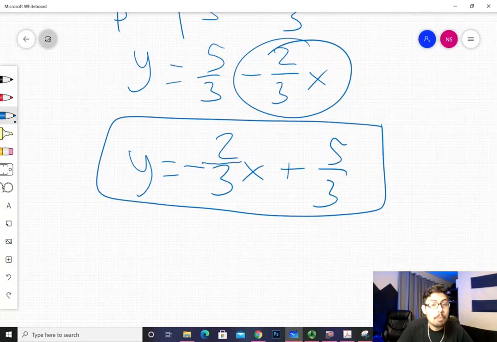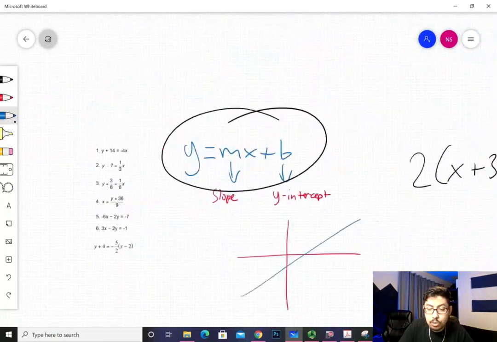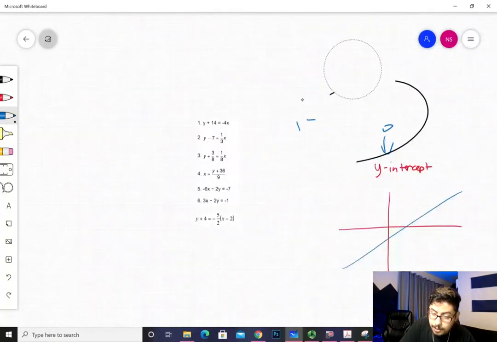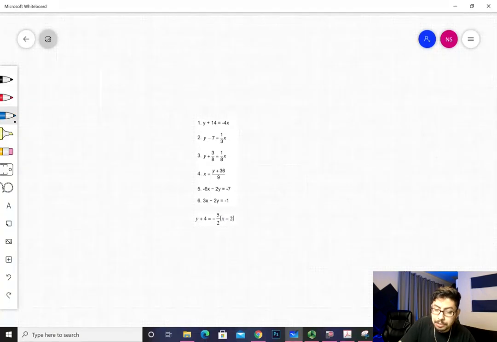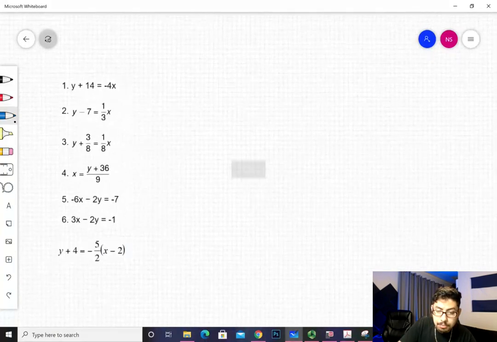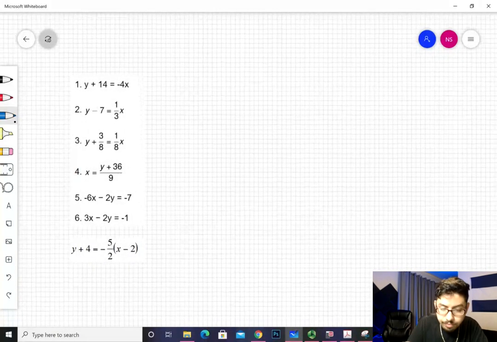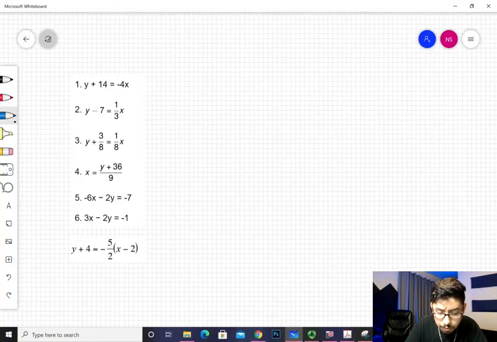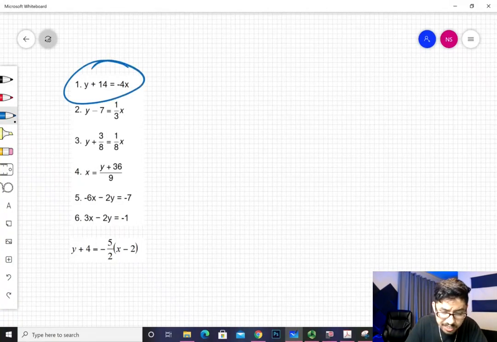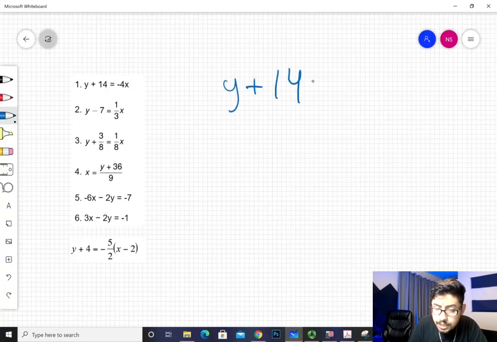Complicated? Let's do some more examples, my friends. We're just using our skills of algebra. That's all we're doing. We got a couple ones here. So we're just going to do a couple of this, not all of them. Let's do the first one. The first one seems a lot easier. Y plus 14 equals negative 4x.